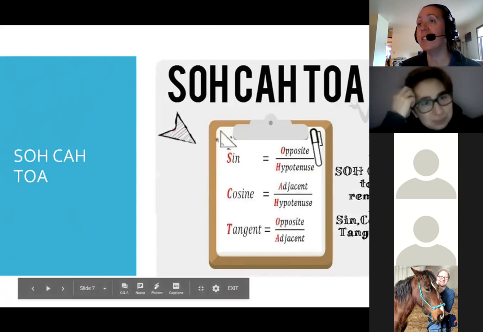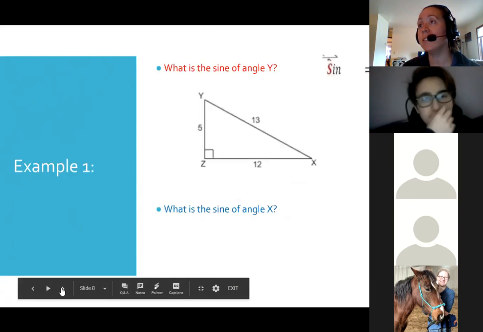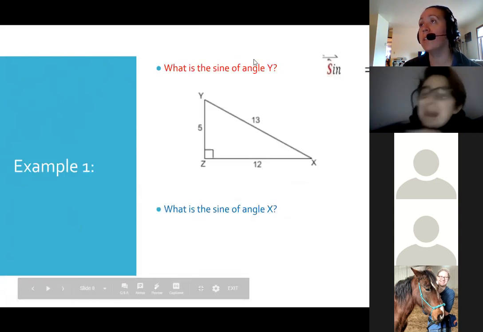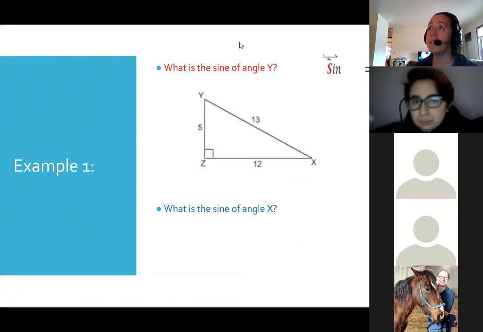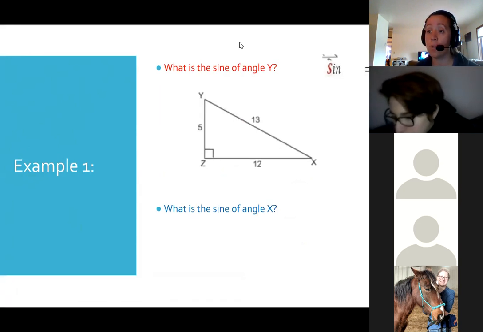Okay. So next slide. We're going to actually get into some. In this one here, we want to find the sine of angle y. Now that is our clue.